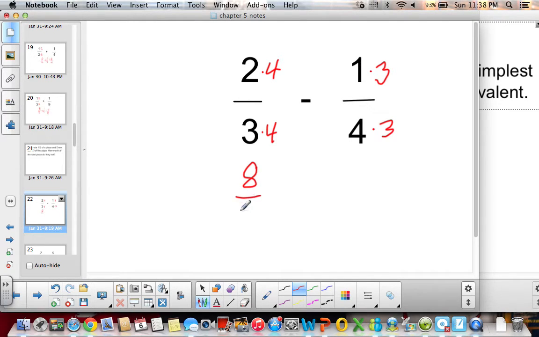I have 8/12 minus 3/12. And now I subtract my numerators, so 8 minus 3 equals 5/12.